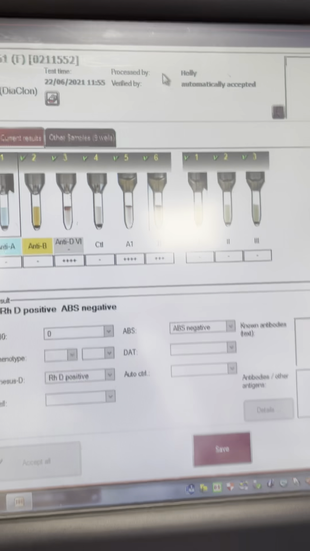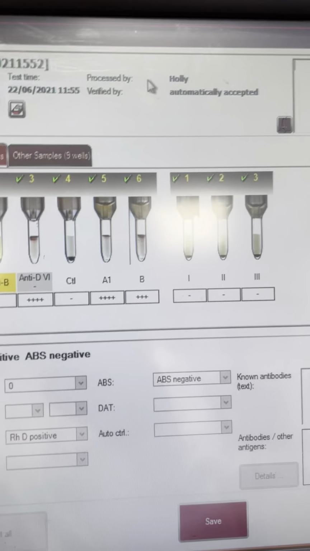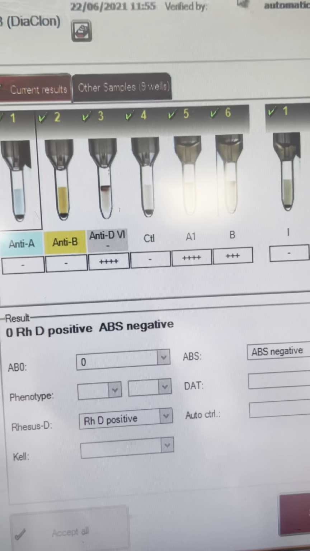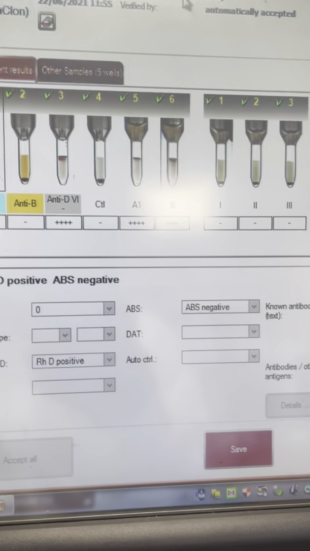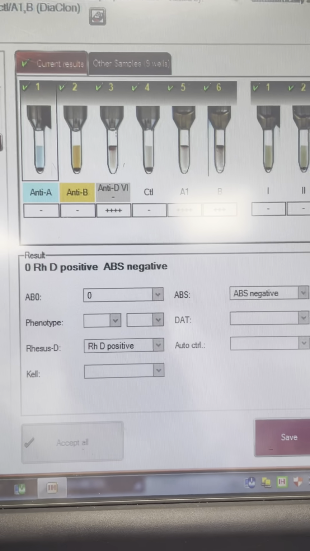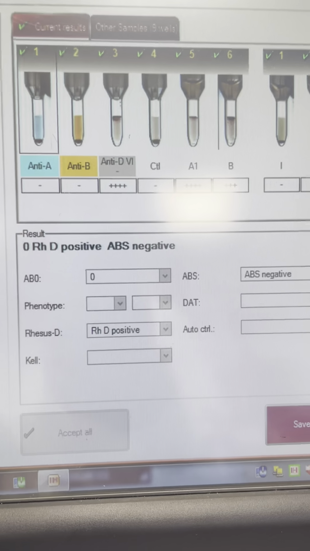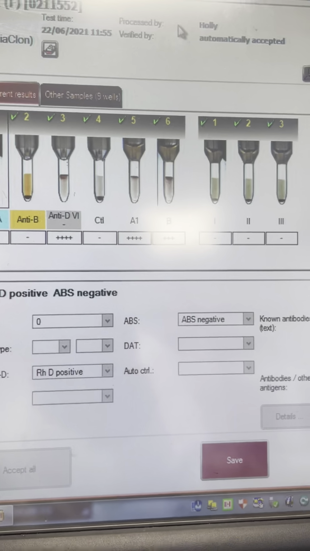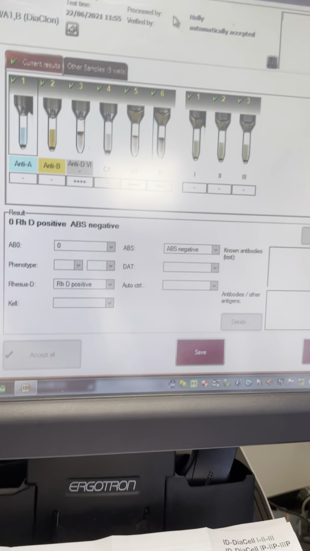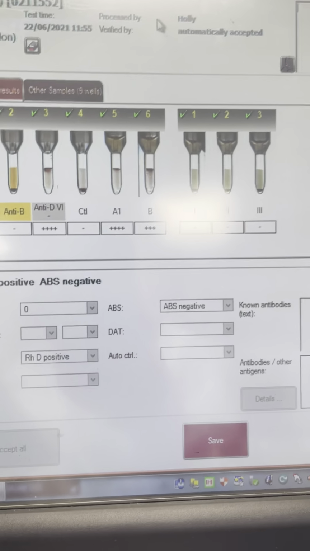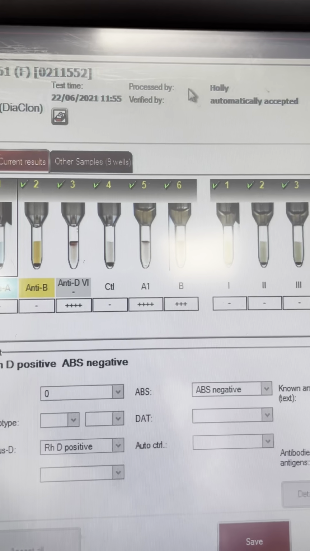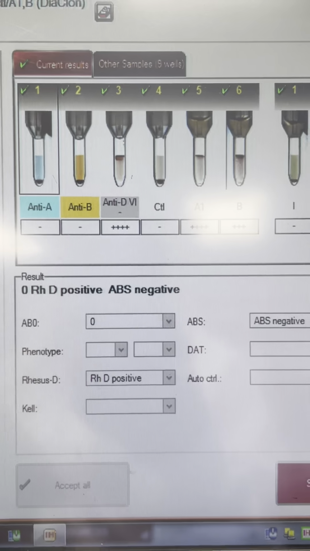So yeah, every card has a control test, which should be negative, as it doesn't contain any antibodies within the well. But in cases where it is positive, it could be due to the patient maybe having an autoantibody, in which case we wouldn't release the results. We would request a repeat sample to see what it came out as, and again, if the result was the same and was positive in the control well, we would perform further investigations.